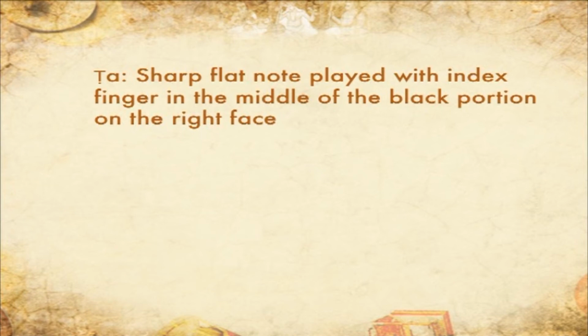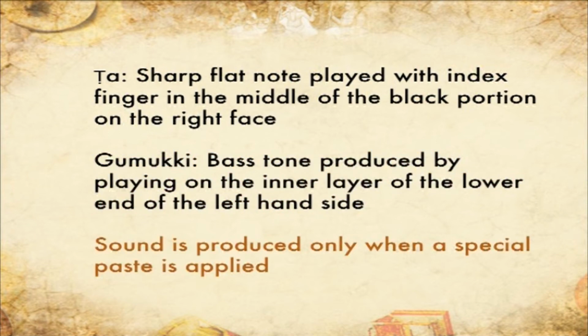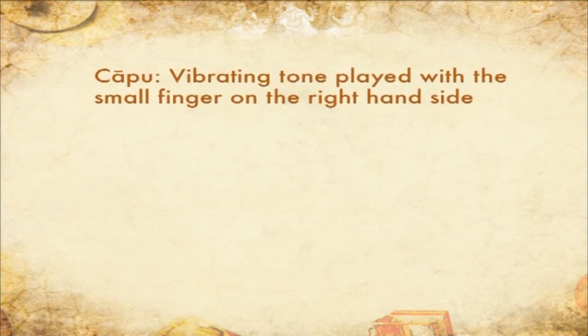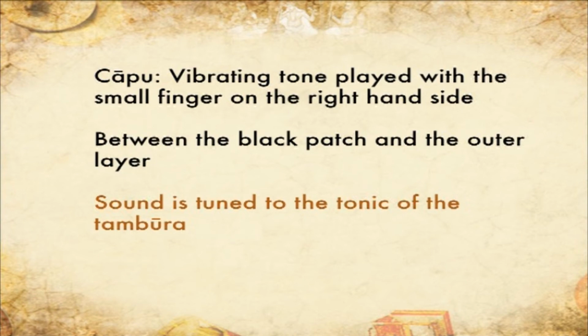side of the mridangam. Ghumki, bass tone produced by playing on the inner layer of the lower end of the left hand side. Sound is produced only when there is a special applied paste. Chap, it is a vibrating tone played with the small finger on the right hand side between the black patch and the outer layer. The sound is tuned to the tonic of the tambura.